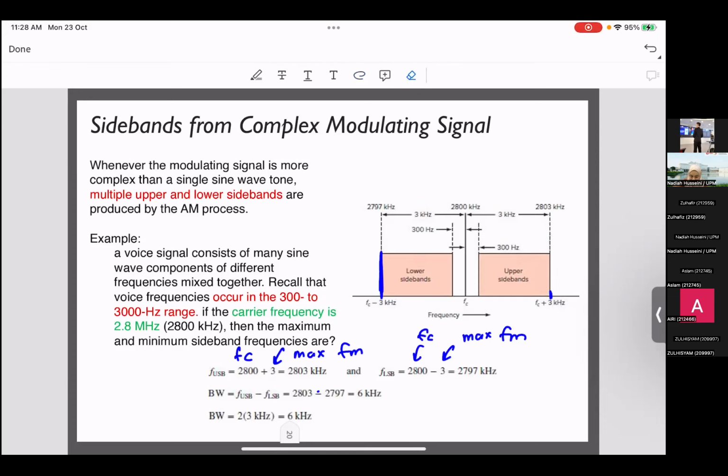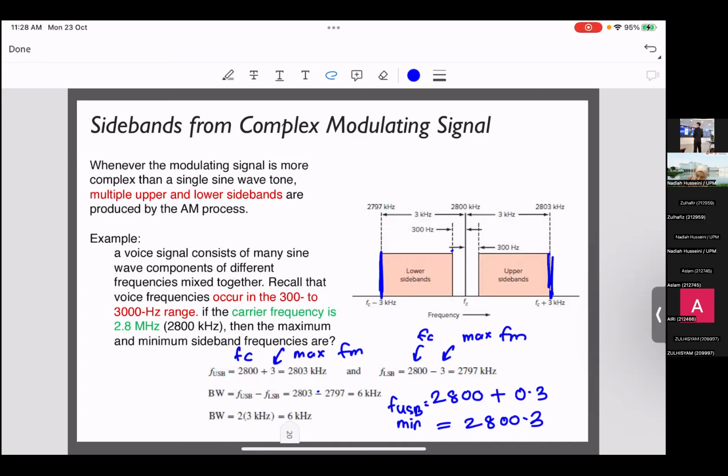And then for the minimum one, let's try to find it as well. It's not done here, I don't think so. So 2,800, this is FUSB minimum, 2,800 plus, we need to convert 300 into kilohertz. So that's going to be 0.3. So that's going to be 2,800.3. That is why they're not drawing it, because it's very, very small.